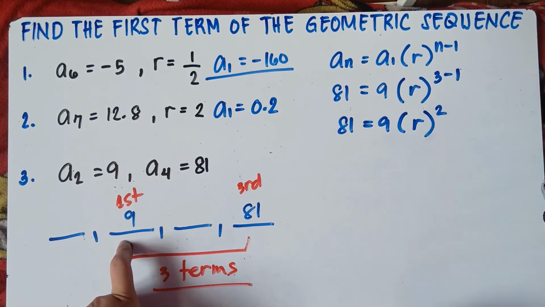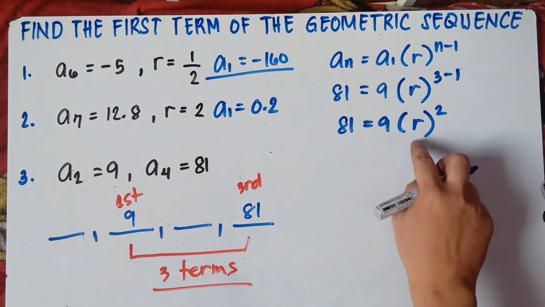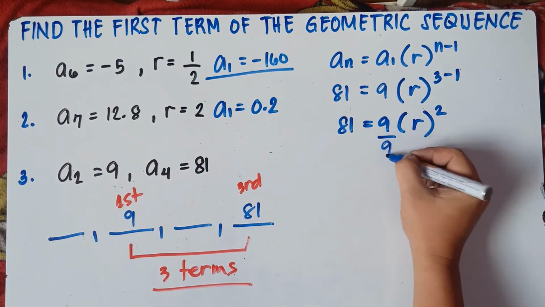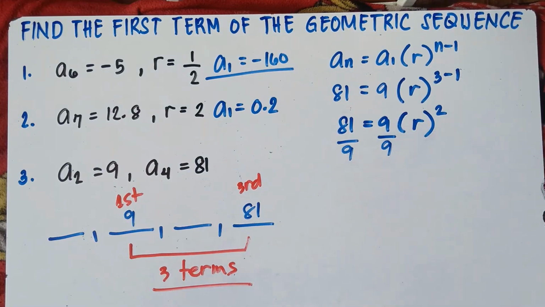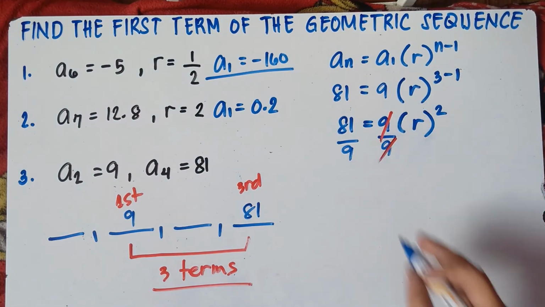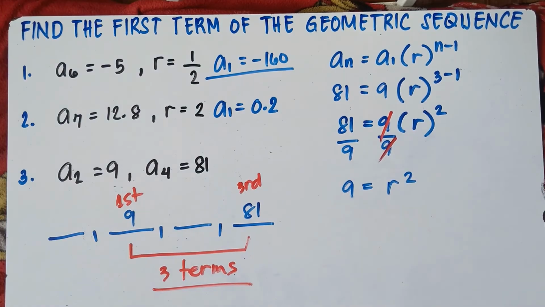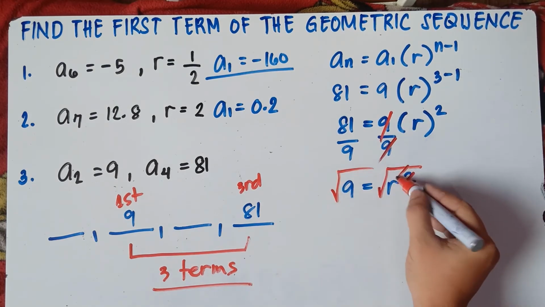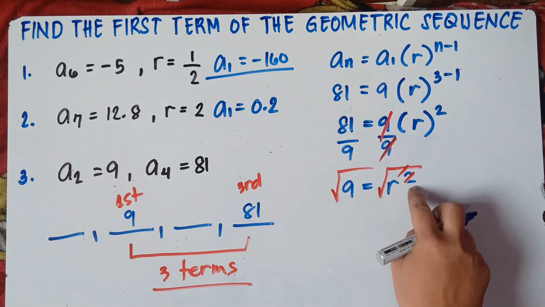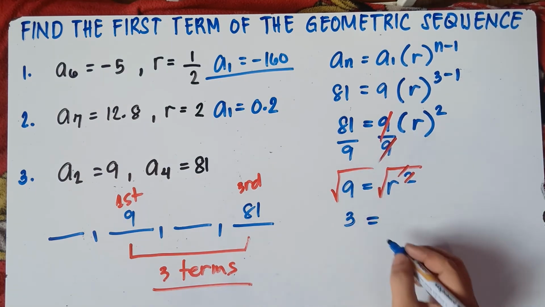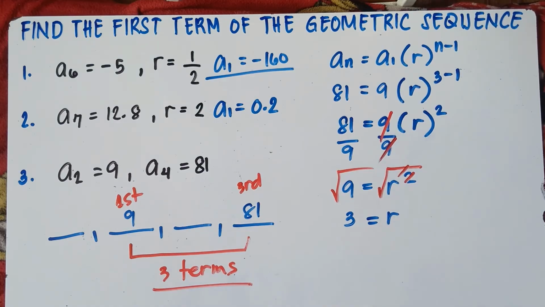class. That is 2. So to get r, divide both sides by 9 first to eliminate this 9. Divide by 9, divide by 9. So cancel this out. This will be 81 divided by 9 is 9 equals r squared. And to get the value of r, you extract square root both sides. Square root to cancel this 2. To cancel this exponent, extract square root both sides. And the square root of 9 is 3. So r, the common ratio is 3.